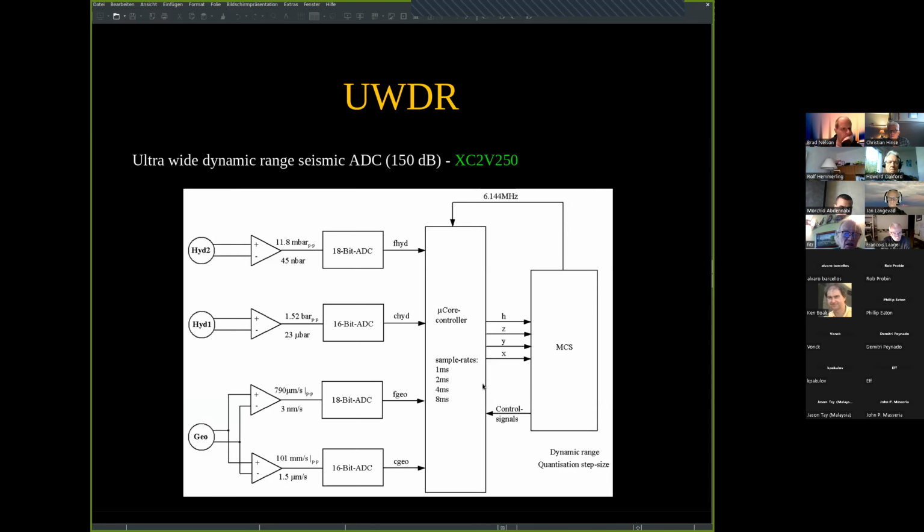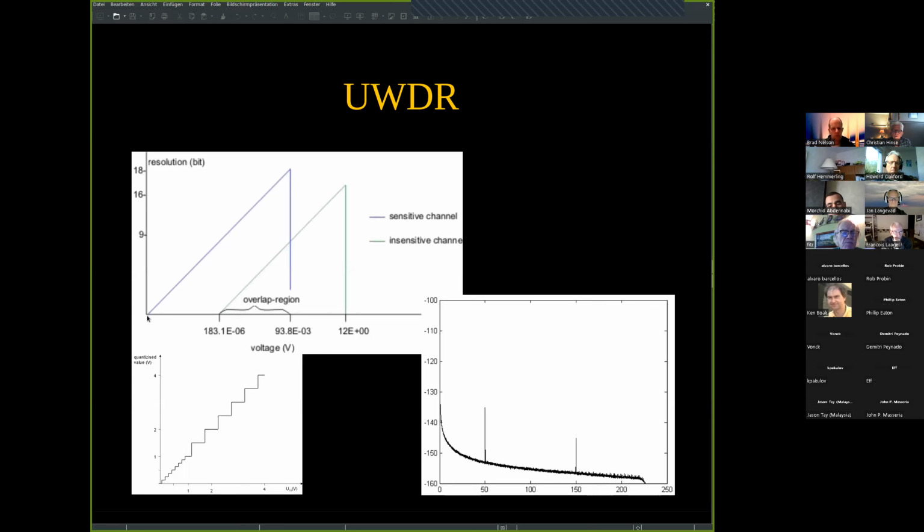The next project is the ultra-wide dynamic range ADC. It has 150 dB dynamic range, which usually you would say this is not possible, but the way we did this is the hydrophones and the geophones, they always feed 2 channels. Then the amplification of these channels are different, and I skip ahead and show you. Now, this is what the 2 different ADCs do.